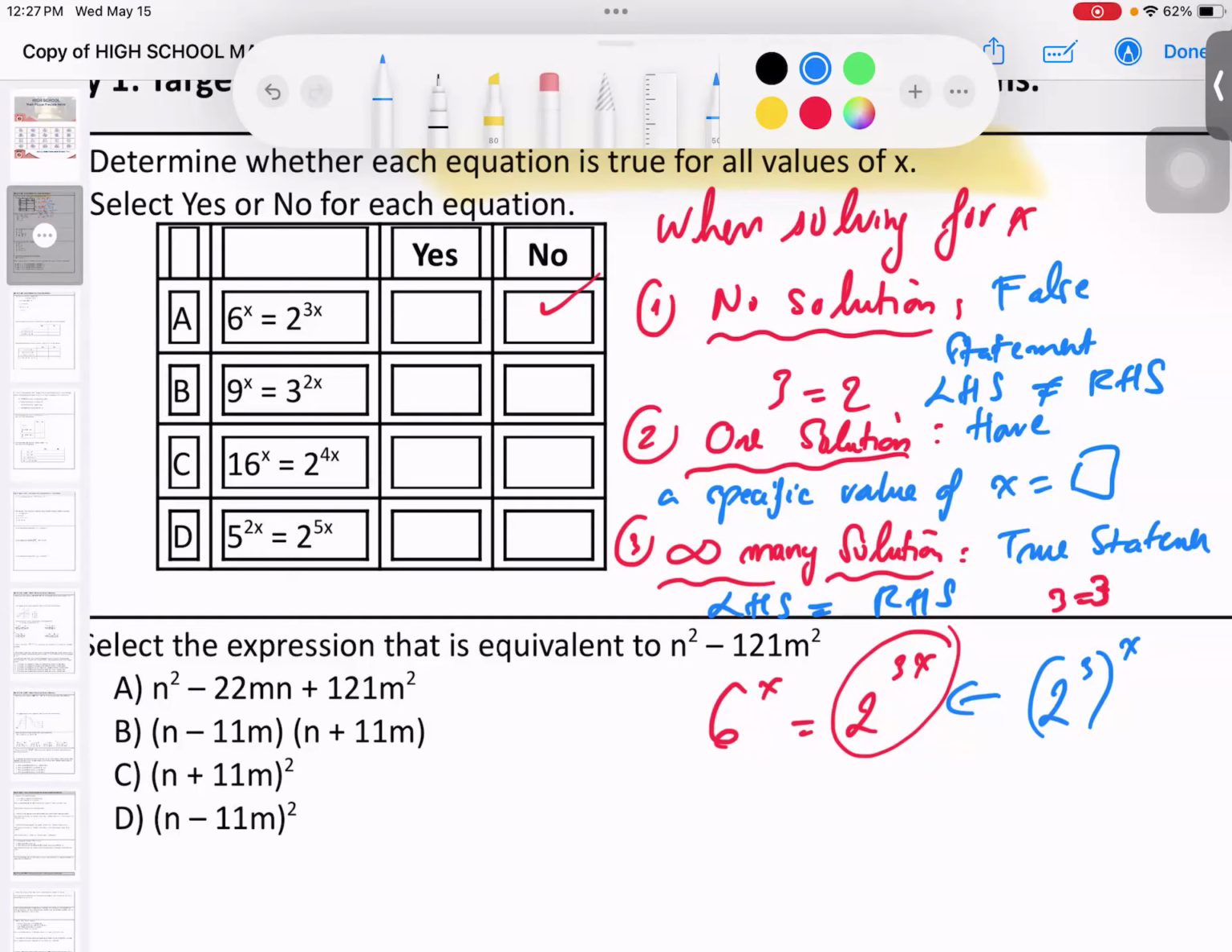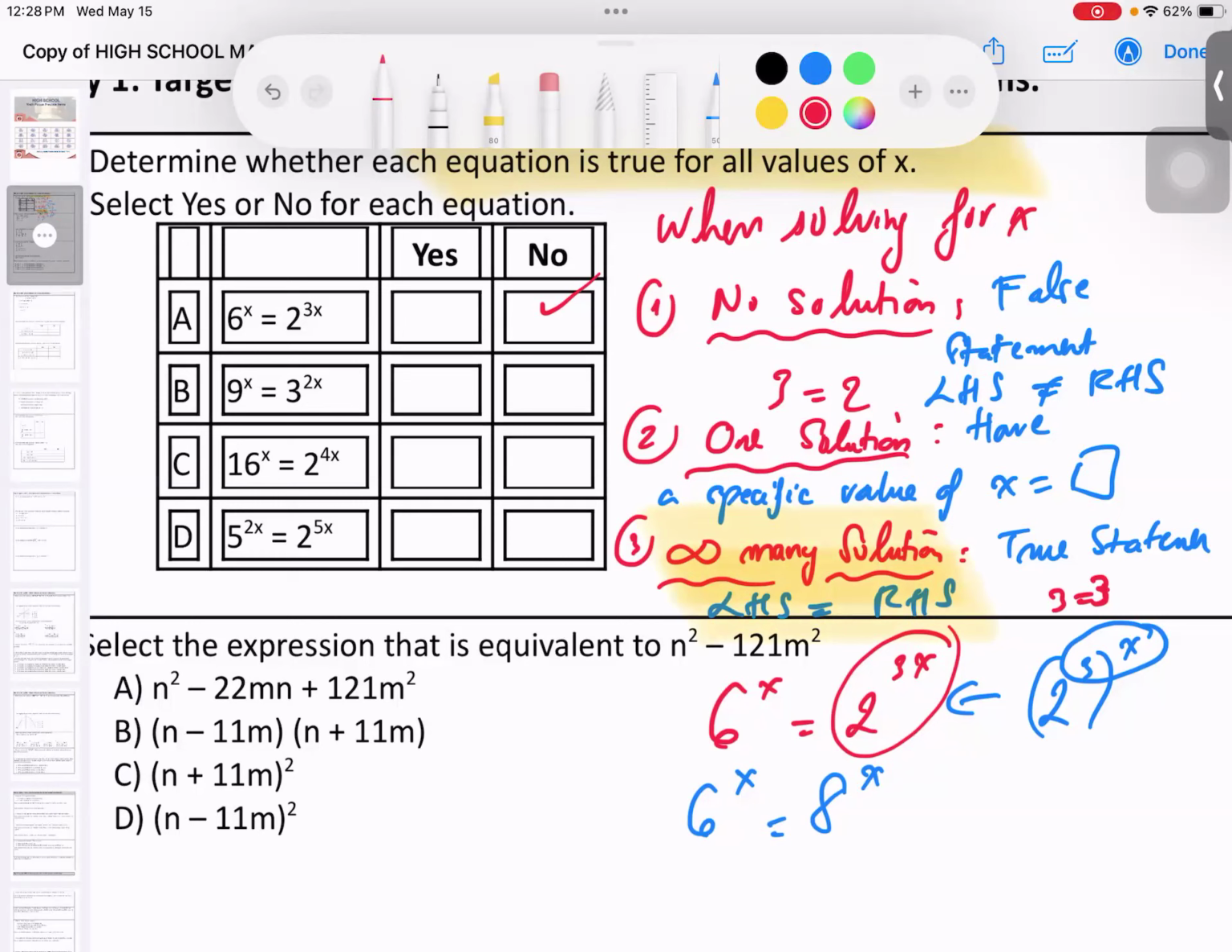So it's good reviewing. 2 to the power 3x, if I really want to rewrite it, is going to be 2 cubed to the power x. Do you agree? Because we multiply the power to power, right? Whenever you see power to power, you multiply. So I have 6x equal to 8 to the power x. Are the right side and the left side equal to each other? No, that means the answer is no, because what I want is infinitely many solutions. That means I want the left hand side equal to the right hand side. Okay.